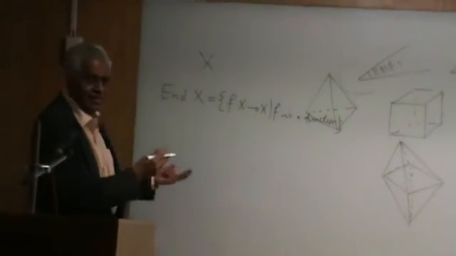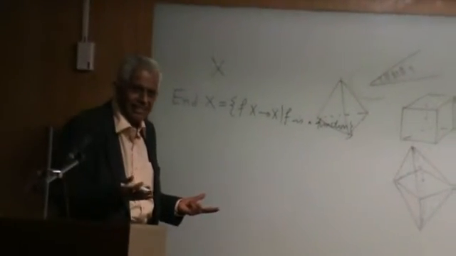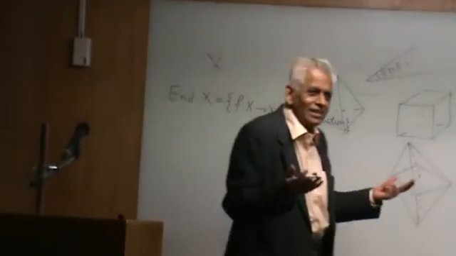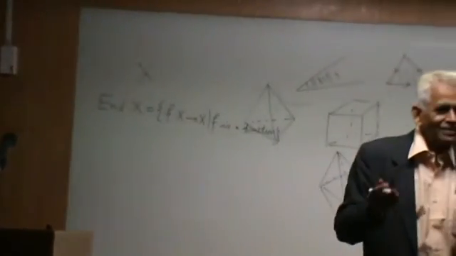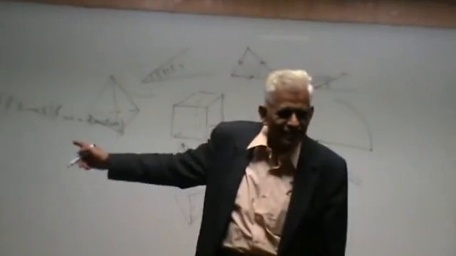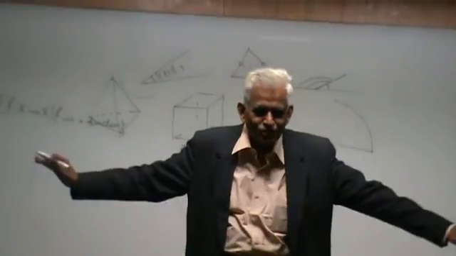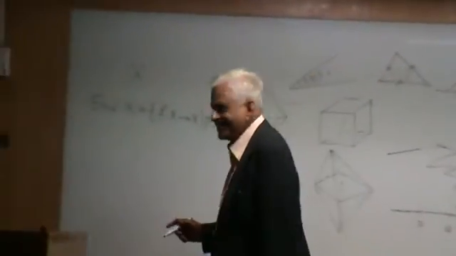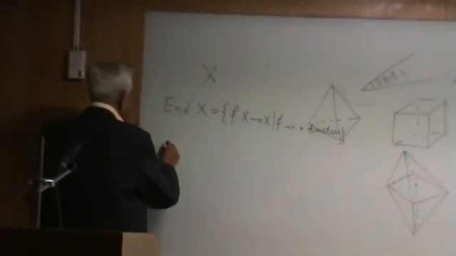So this is another set. From this set X, we came up with another set. The axioms of set theory tell you that this is also a set. We shall allow this in our discourse. End X.